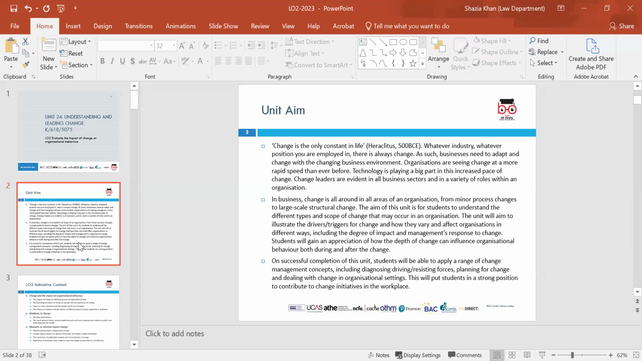The aim of this unit is for students to understand the different types and scope of change that may occur in an organisation. And the unit will aim to illustrate the drivers, triggers for change and response to change. Students will gain an appreciation of how the depth of change can influence organisational behaviour both during and after the change. On successful completion of the unit, students will be able to apply a range of change management concepts, including diagnosing, driving and resisting forces, planning for change, and dealing with change in organisational settings.